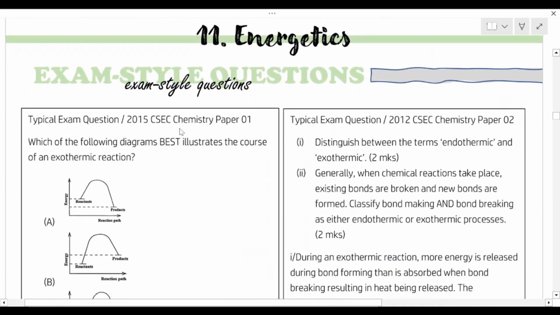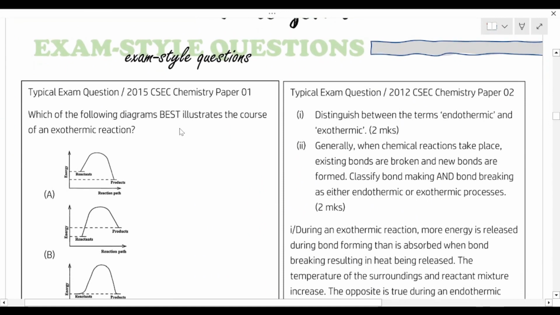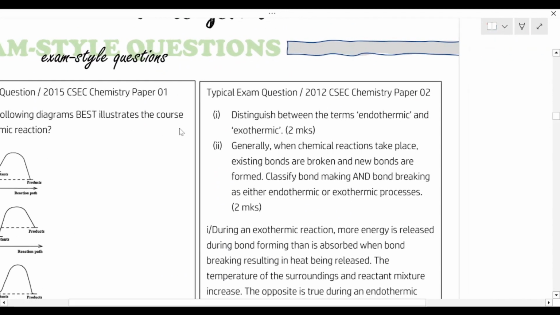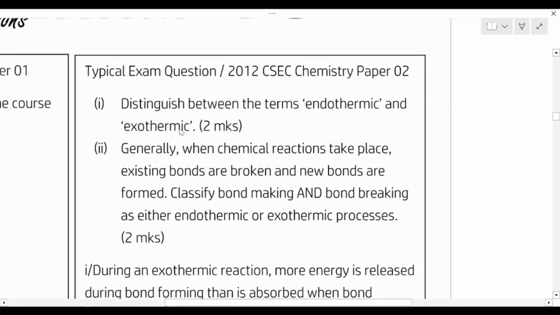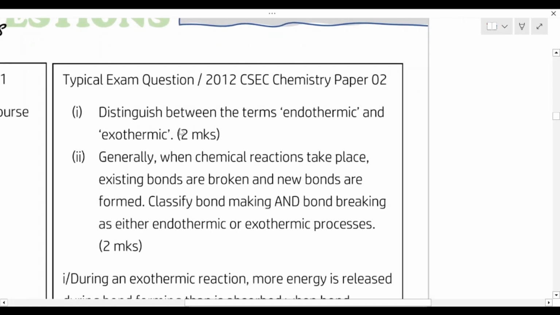Exam style questions, the ones from earlier, well, let's do the structured question first. Distinguish between the terms endothermic and exothermic. Generally, when chemical reactions take place, existing bonds are broken and new bonds are formed. Classify bond making and bond breaking as either endothermic or exothermic processes.